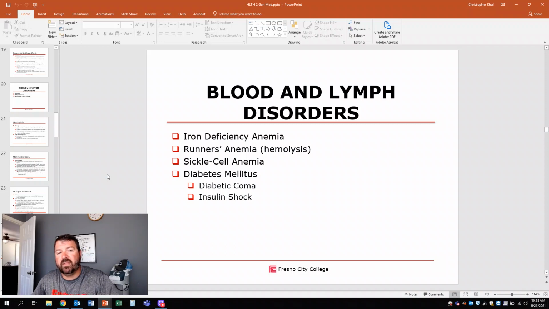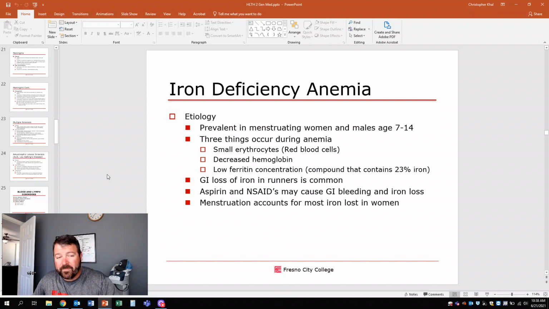All right, blood and lymph disorders. First one is iron deficiency anemia, which is just anemia in itself. Anemia is some kind of iron deficiency. Prevalent in menstruating women and males ages 7 to 14. More common in females just because of menstruation, they are losing some blood.